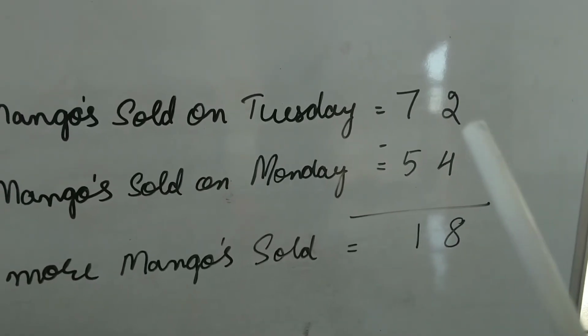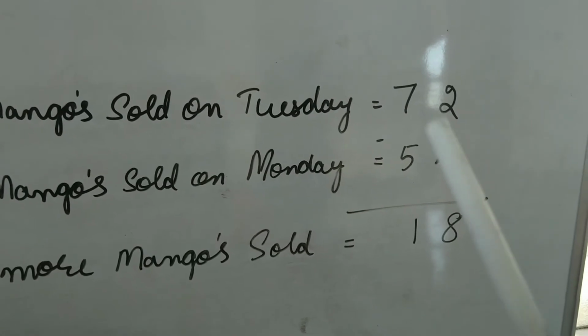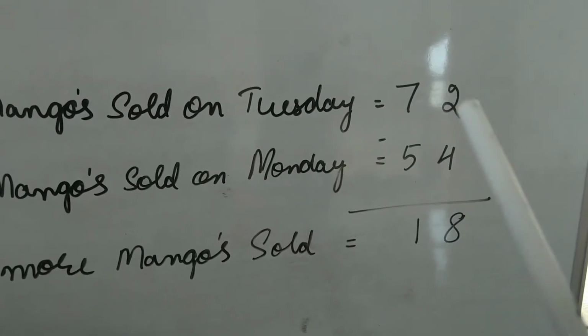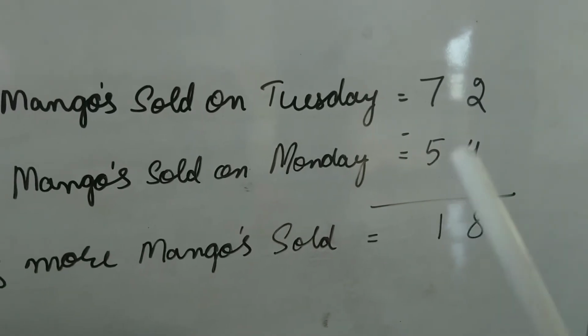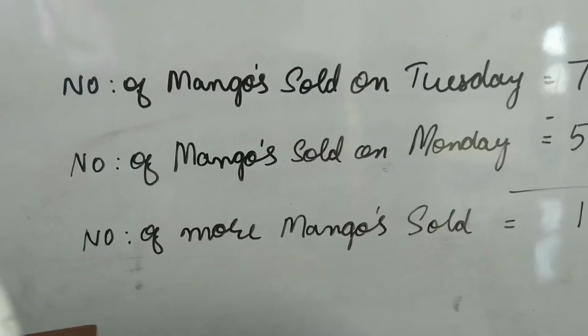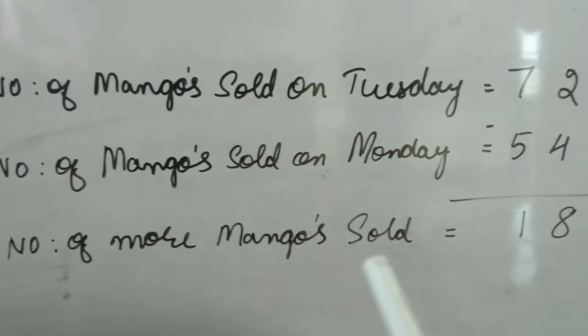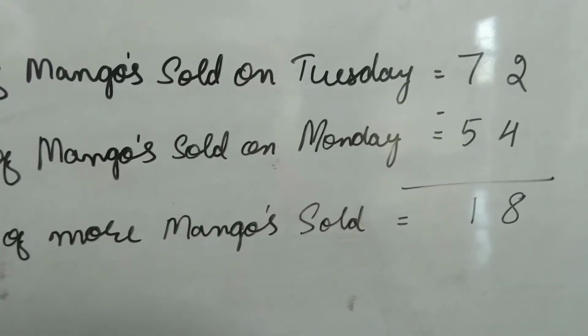2, you cannot subtract 4. You need to borrow 1. So 12 minus 4 is 8. Here 6 will be left. 6 minus 5 is 1. Number of more mangoes sold is 18 mangoes.